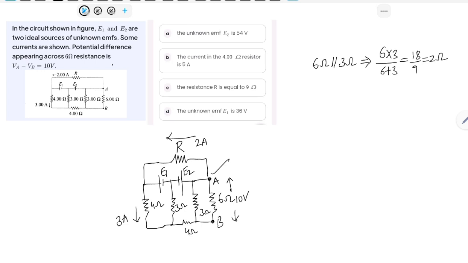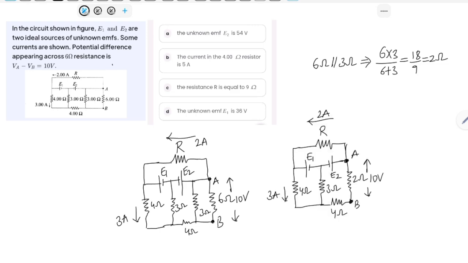So the circuit will be modified as follows. If you want to find the current through 4 ohm, it is the same as the current through 2 ohm, because if you observe in the circuit diagram, 2 ohm and 4 ohm are both connected in series. Therefore, the current through 2 ohm is the same as the current through 4 ohm. It is equal to 10 by 2, which is 5 amperes. Therefore, the current through 4 ohms is also 5 amperes.